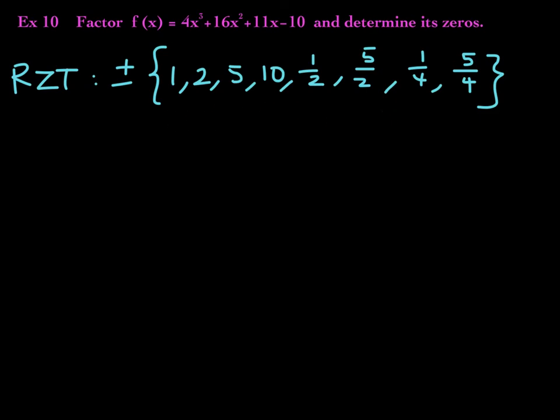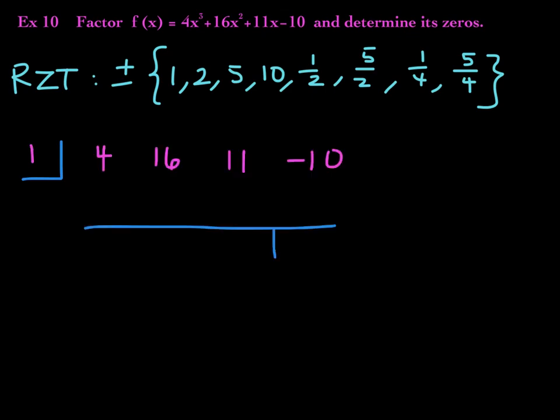Now, you can try to use Descartes' rule of signs for this problem, and you will find out that Descartes' rule of signs does not shorten this list at all. Okay, so what I'm going to do is jump into synthetic division, and as I'm doing synthetic division, I am going to keep my eyes open for upper and lower bounds.